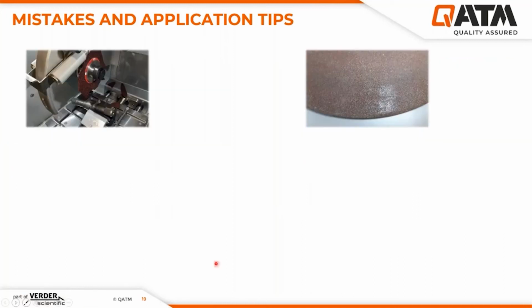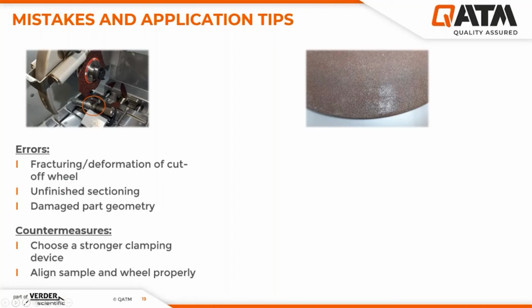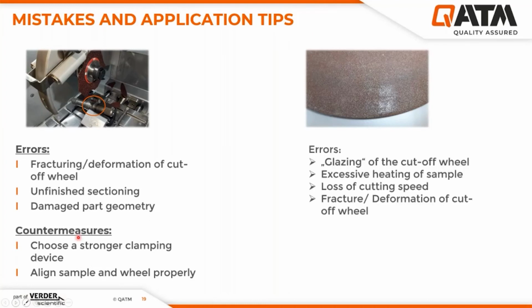The more extreme variant is depicted here. We have the fracture of the cutoff wheel, as well as an unfinished sectioning process and the dislocation of the damaged part geometry. In this case, you most likely would have chosen a stronger clamping device or adjusted the cutting parameters so that less pressure is generated on the cut cross section. Also, of course, sample and wheel have to be properly aligned before the cut is started.